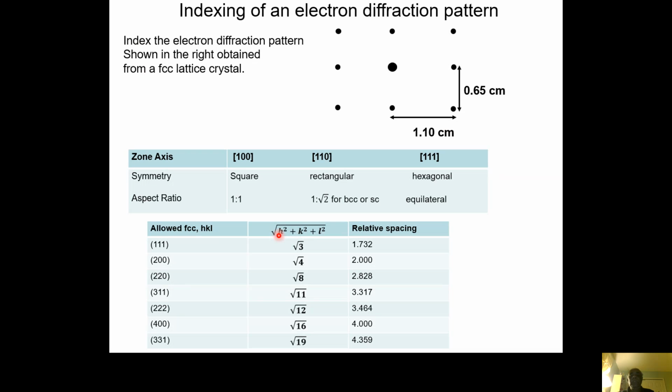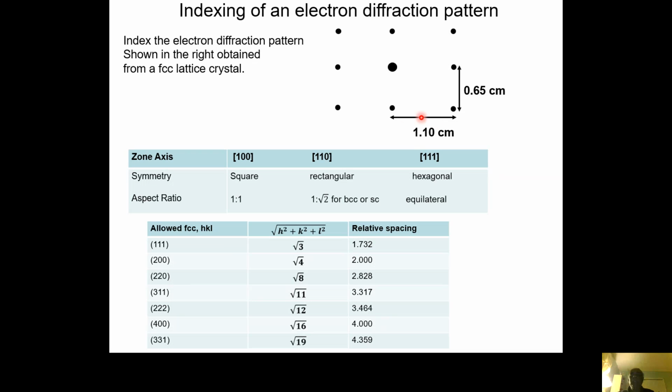Then from here we know what the square root of these values is. The square root of this is 3, the square root of this is 4. This is 4 plus 4, 8, square root of 8. This is HKL, right? So if you look at these values, these are like 1.73. This is 2. This is the value I calculated here. So now these are the two things to remember when you do the indexing.